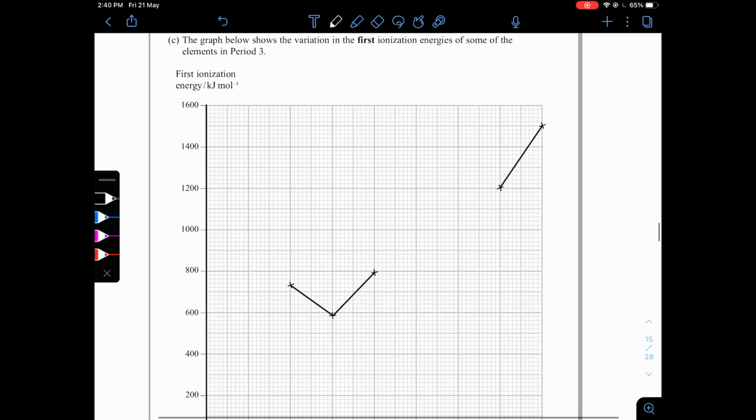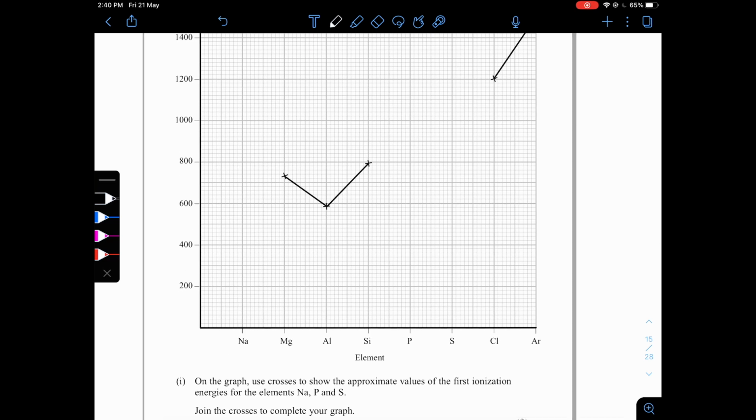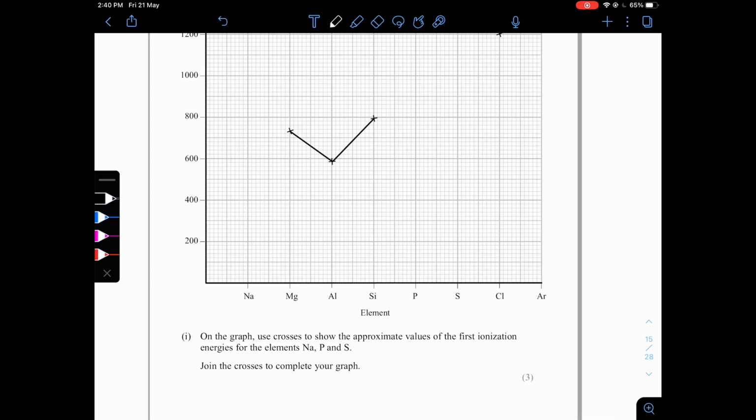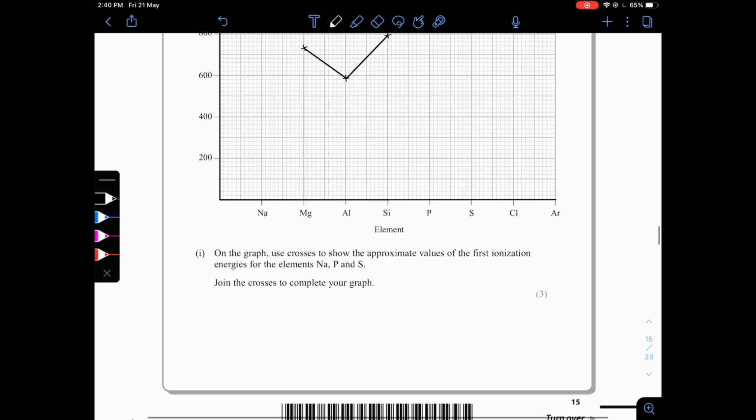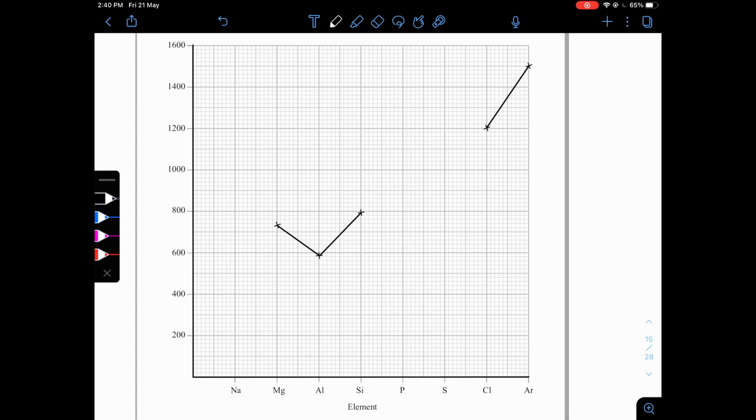Okay, so the graph shows the variation in the first ionization energy of some of the elements in period 3. So we have Na, Mg, Al, so we have all of these elements, but it's incomplete. On the graph, use crosses to show the approximate values of the first ionization energies of the elements Na, P, and S. And then we just need to complete the graph, right? So this is the graph. We know that the ionization energy of sodium is going to be lower than magnesium and aluminium, right? So let's say it's around here. So that's our first X.